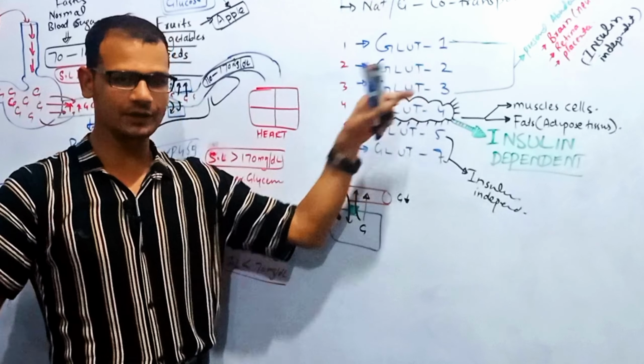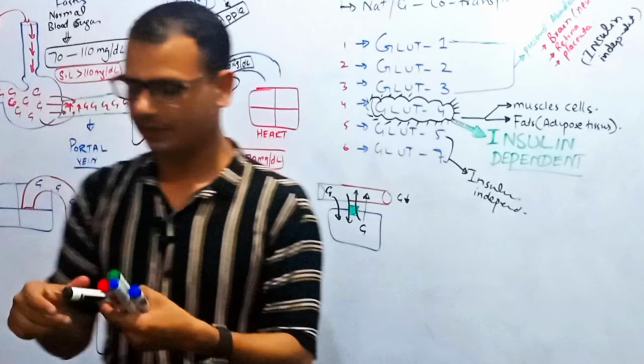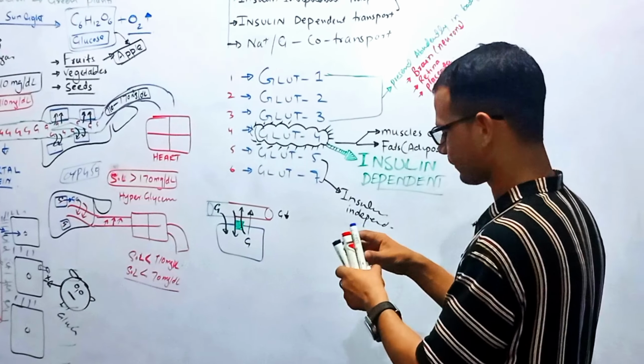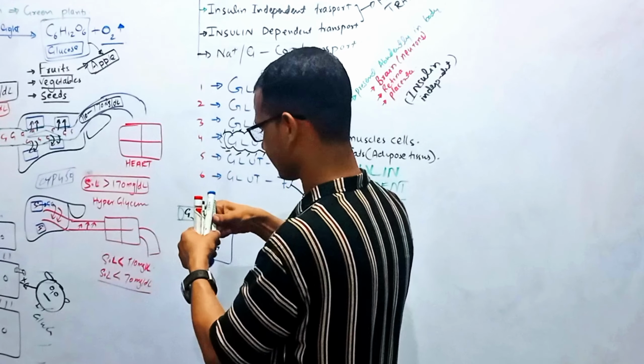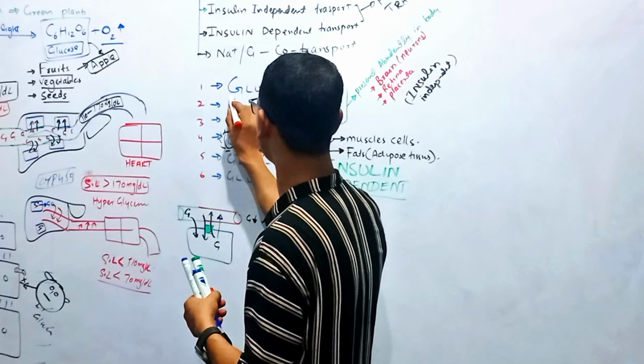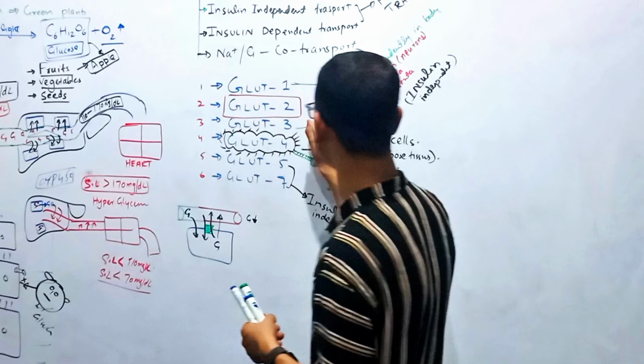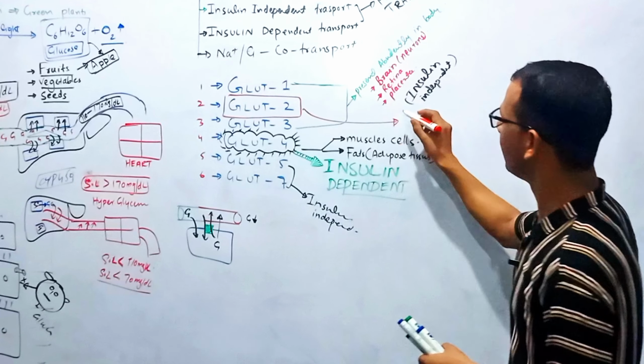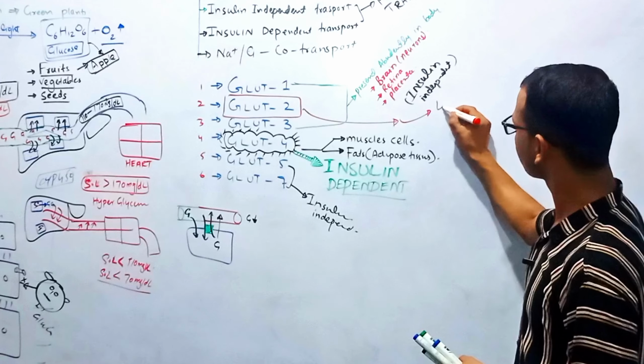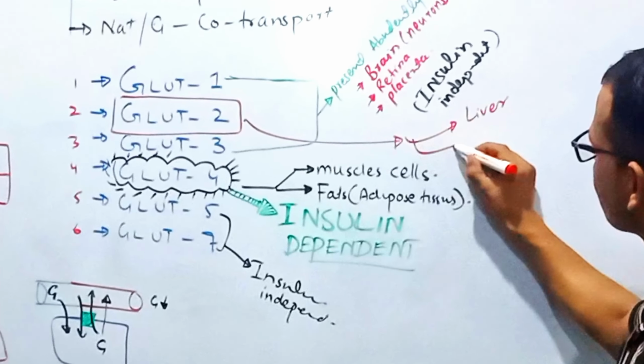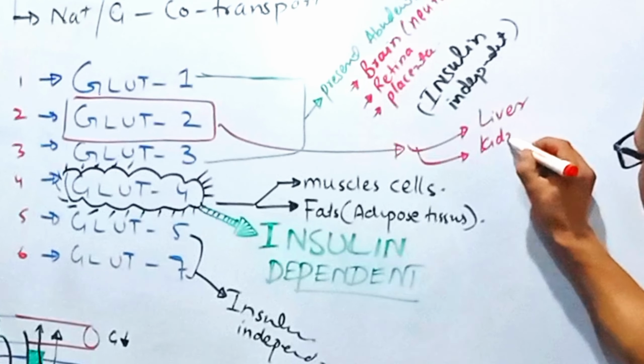This is a two-way pathway and is present mainly in the liver. For example, here this is also insulin independent. Glucose, GLUT2 are also insulin independent. GLUT2 is present in the liver, and it is also present in the kidney.